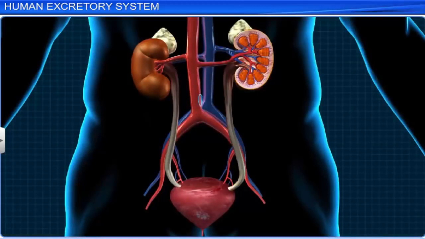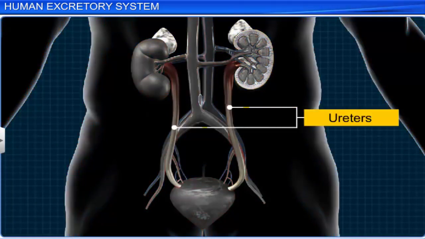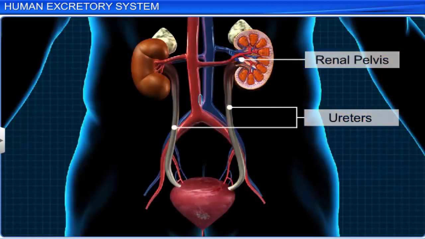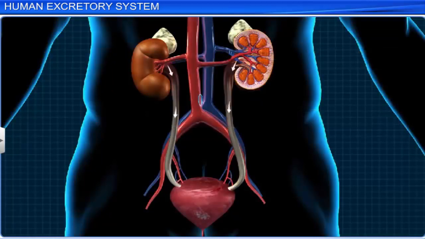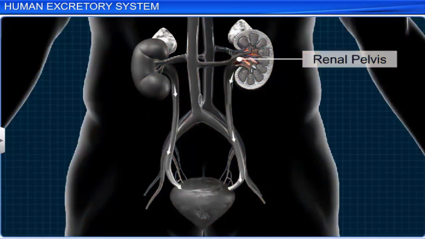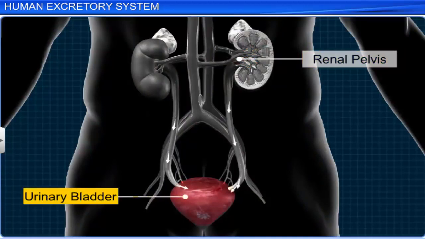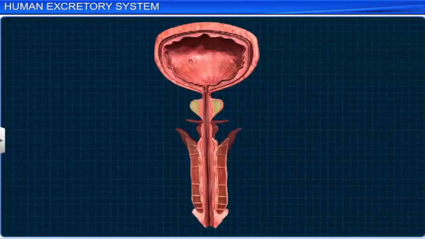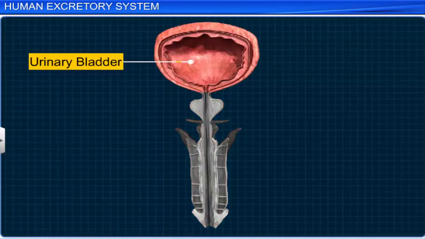Let's now study the other parts of the urinary system. The kidney opens into the ureters through the renal pelvis. Each ureter is about 25 centimeters long and carries urine from the pelvis of the kidneys to the urinary bladder. The urinary bladder is a hollow, muscular and elastic organ that temporarily stores urine till it is released from the body.